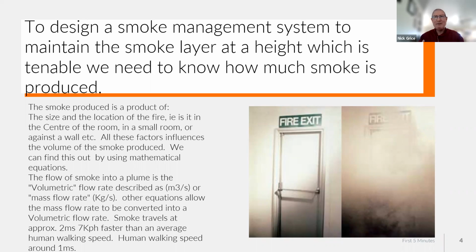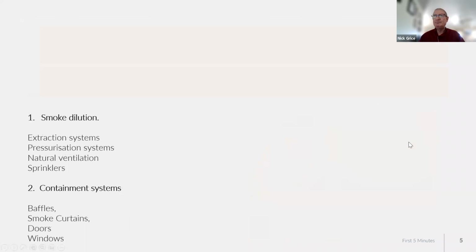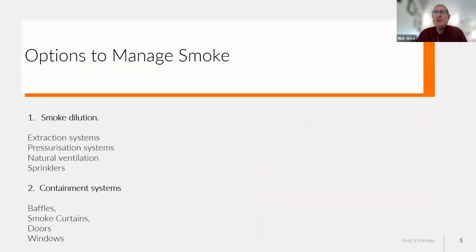And then they have to work out the volumetric flow rate, and then they work out the extraction system or the containment systems they put into those rooms. So there are many options to do that. You've got smoke dilution systems, so you've got systems that extract the smoke and extract the heat out. You've got pressurization systems. You've got natural ventilation systems. There's sprinklers as well. Remember we spoke about sprinklers. Sprinklers can kill a fire. They also take a part in cooling the smoke layer level down as well.